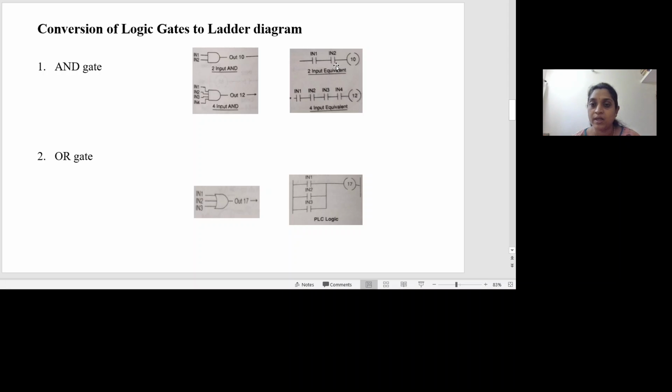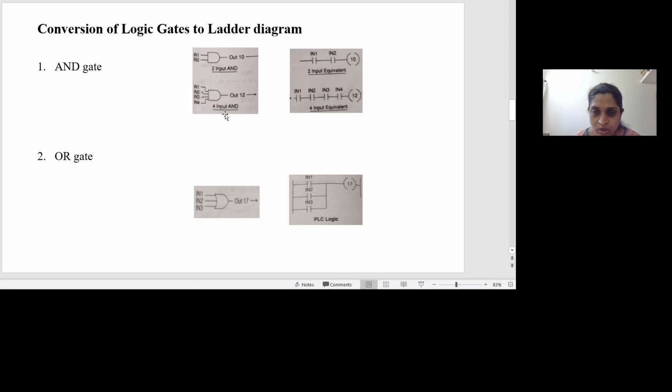Thereby, it will establish a connection between two rails, and the output coil is energized. So as I said, an AND gate represents two switches connected in series with a bulb. So same thing here, there are two contacts connected in series.